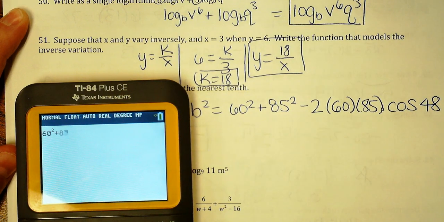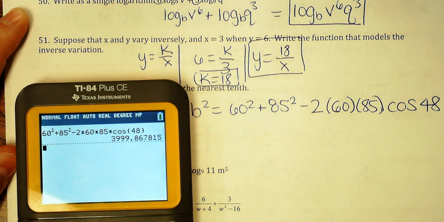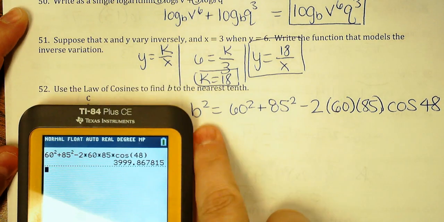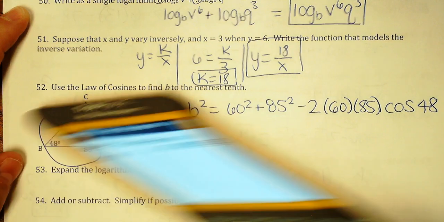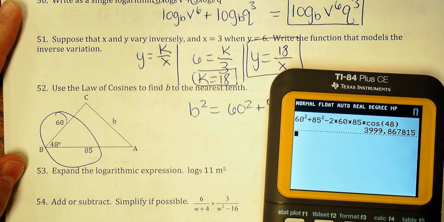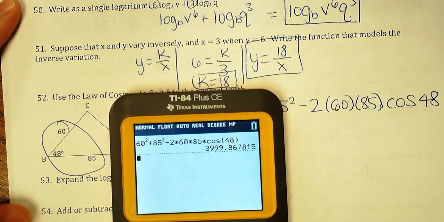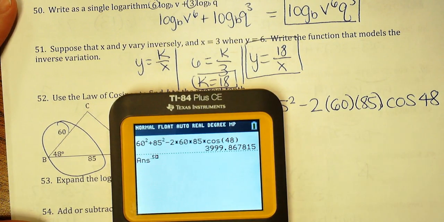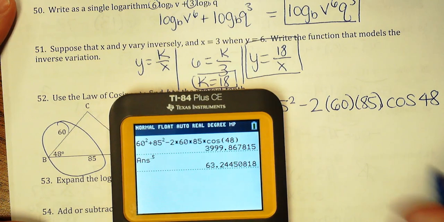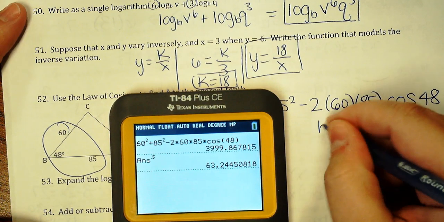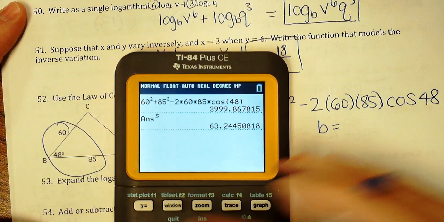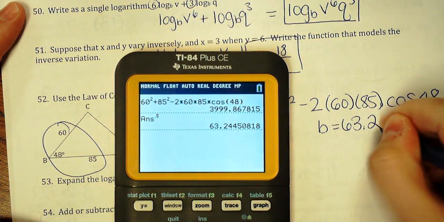Now, you can type this entire thing right into the calculator all in one step. 60 squared, 85 squared. 2 times 60 times 85 times the cosine of 48. Okay, now, the only thing you have to remember is this is equal to b squared. And if you look at that triangle, hopefully you would go, okay, 4,000 is not a reasonable length for that side. But in case, you want to take the square root. I'm going to take this to the 1/2 power, which is the same thing. It's just less buttons for me to push. And we're looking for this to the nearest tenth, so 63.2.